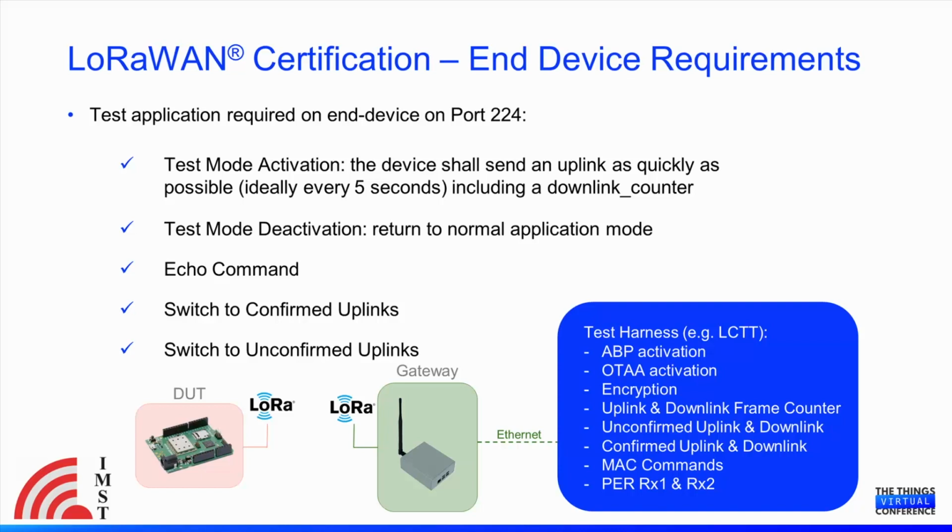This includes the LoRaWAN activation, payload encryption, uplink and downlink frame counter, confirmed and unconfirmed message exchange, the MAC commands, and a kind of packet error rate test in both receive windows for all the supported data rates.